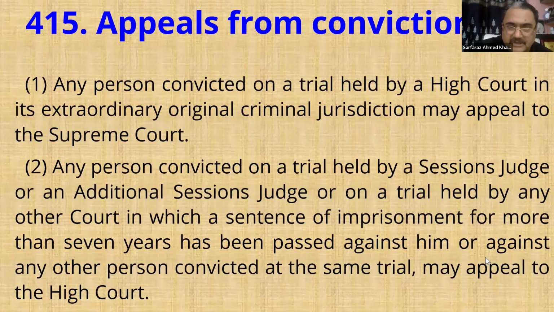Two: any person convicted on a trial held by a Sessions Judge or Additional Sessions Judge, or on a trial held by any other court in which a sentence of imprisonment for more than 7 years has been passed against him or against any other person convicted at the same trial, may appeal to the High Court. Remember, under the new law we don't have the concept of Assistant Sessions Judge. So Court of Session implies either a Sessions Judge or an Additional Sessions Judge. In both cases, the appeal may lie to the High Court. So under 415, a person can file an appeal against that order to the High Court.